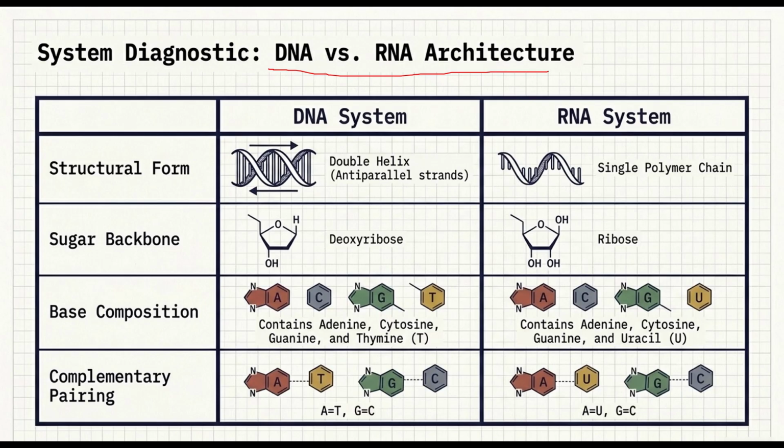So, as you can see, the DNA versus RNA architecture. Let's compare the DNA and the RNA systems. You can see the structural form. DNA is a double helix model, but RNA is a single polymer chain. And what is the sugar backbone? Deoxyribose. In the RNA, it is just ribose. And what is the base composition? DNA contains adenine, cytosine, guanine, and thymine. But in RNA, it will be adenine, cytosine, guanine, and uracil. And what is the complementary pairing? In DNA, A pairs with T, G pairs with C. But in RNA, A pairs with U and G pairs with C.